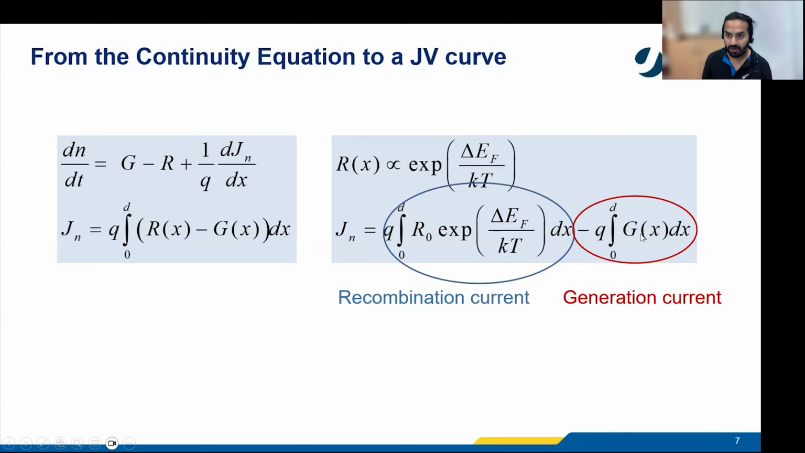And then here you have a generation term. Again, this would depend on your optical model. So it depends on the different layers that are in the solar cell and the absorption capabilities of your solar cell.